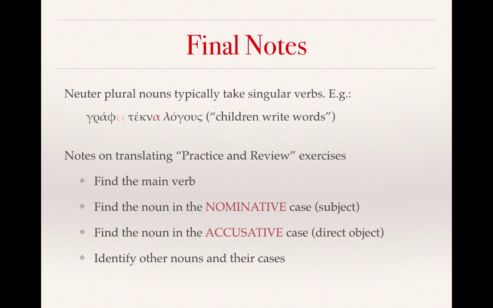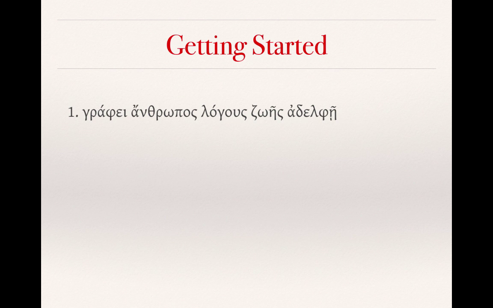A few notes on translating the practice and review exercises. Again, we covered this in the last lecture, but let's just remind ourselves again. Find the main verb, then look for the noun that is in the nominative case, which will hopefully give us the subject. Then find the noun in the accusative case, which provides us with the direct object, and then begin to identify and analyze other nouns and their cases. So here is the first exercise from the practice and review for lesson 4. Graphe anthropos logus zoes adelphe.